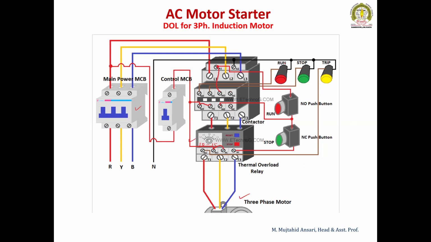Now this is the run, the push on button, the start button. This is the stop button. And there are indicators: the motor is on, the motor is off, and the motor has tripped. So whenever something goes wrong, the motor trips out and it will indicate. So we can provide some indicators for the starters also.